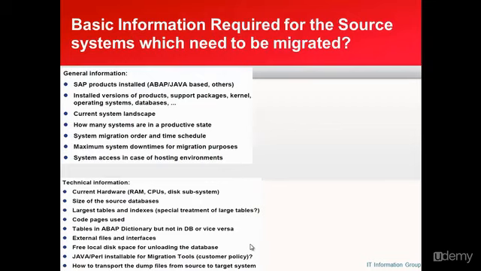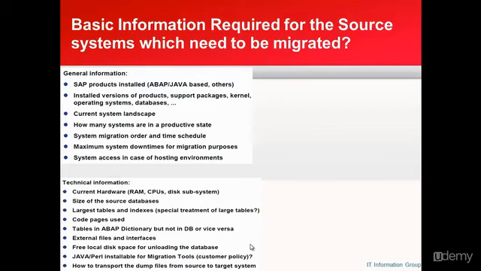Current system landscape: we need to draw down the existing landscape so that after migration we have a similar landscape. Okay, then how many systems are in productive state? System migration order and schedule. Basically we need to list down what the schedule for the migration is going to be, so accordingly we can plan the resources and organize the order as well, that is, in which order we are going to migrate which systems. That is also extremely important.